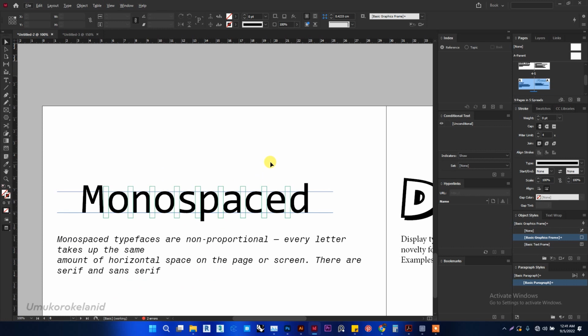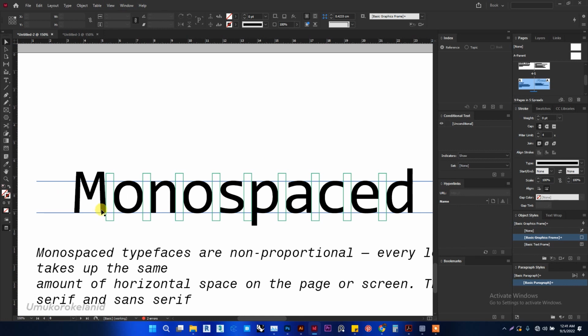They are serif and sans serif. So monospace typefaces are characterized by the same letter width. Each letter has the same width, perfectly.